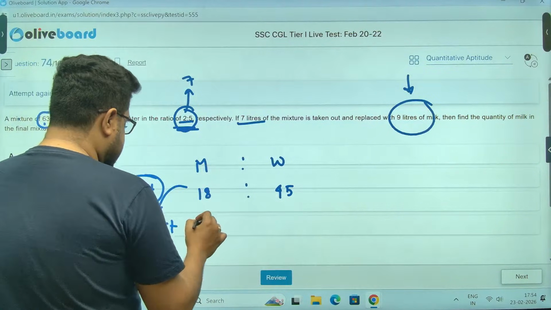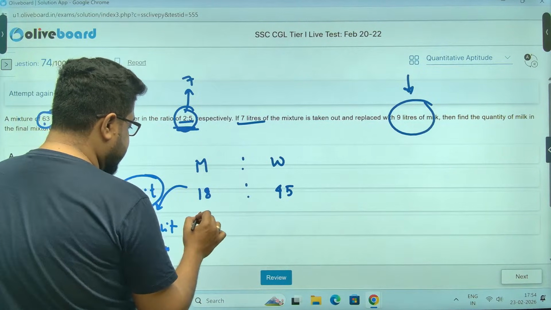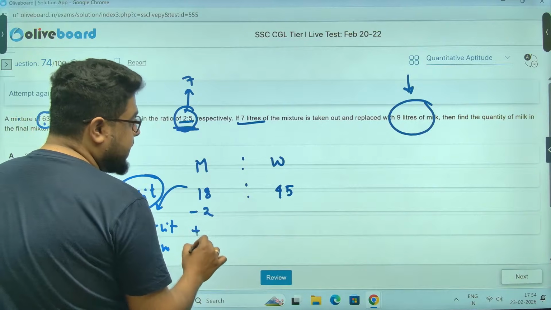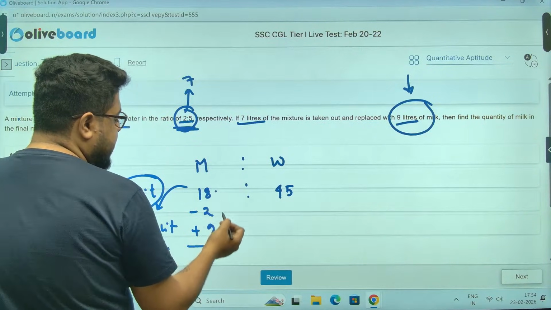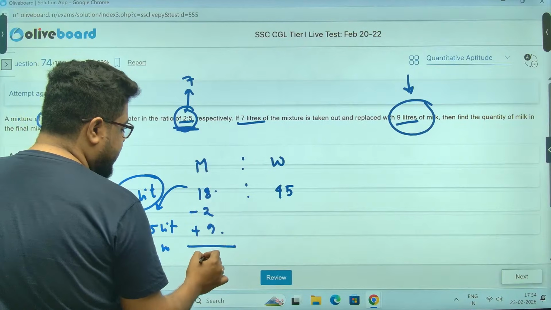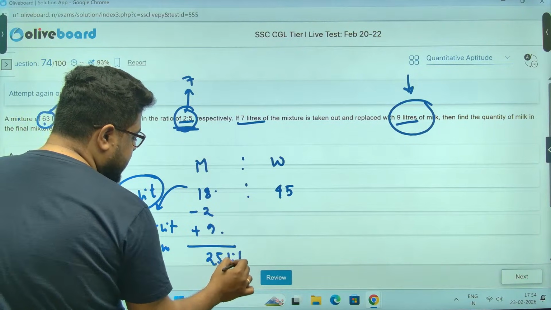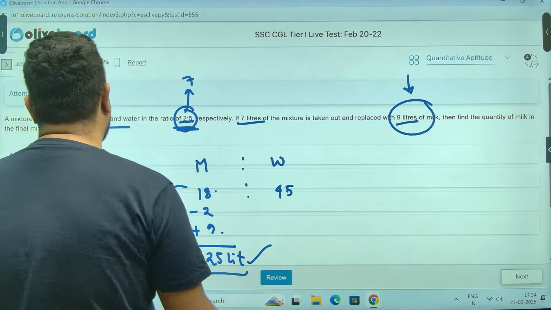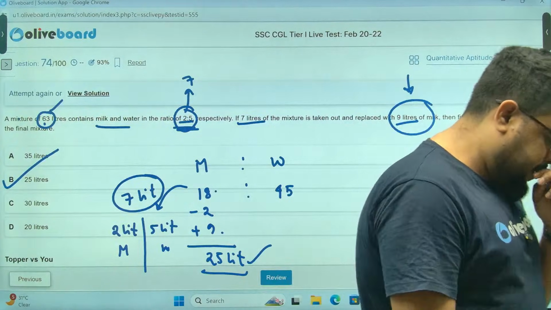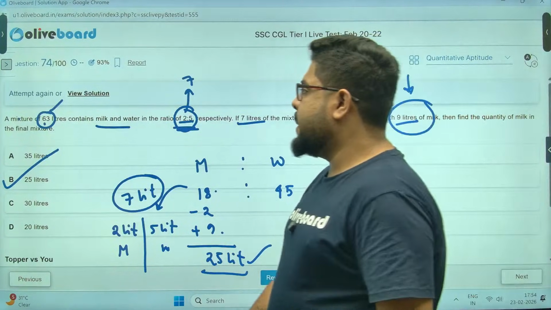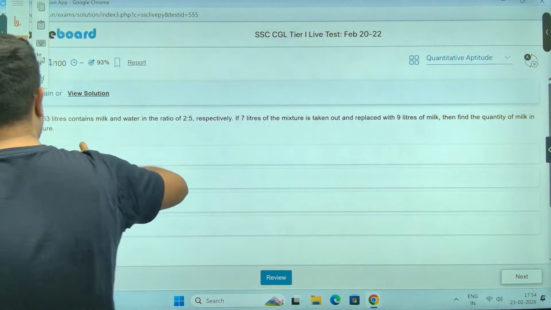Now that means if I take out this much milk, meaning minus 2, and again replace with 9 liters of milk. So 18 plus 9, so 27, minus 2, that is 25 liters. This will be the final milk in the mixture. That is what they were asking. Option B is the answer. Option B is your correct answer. Done.